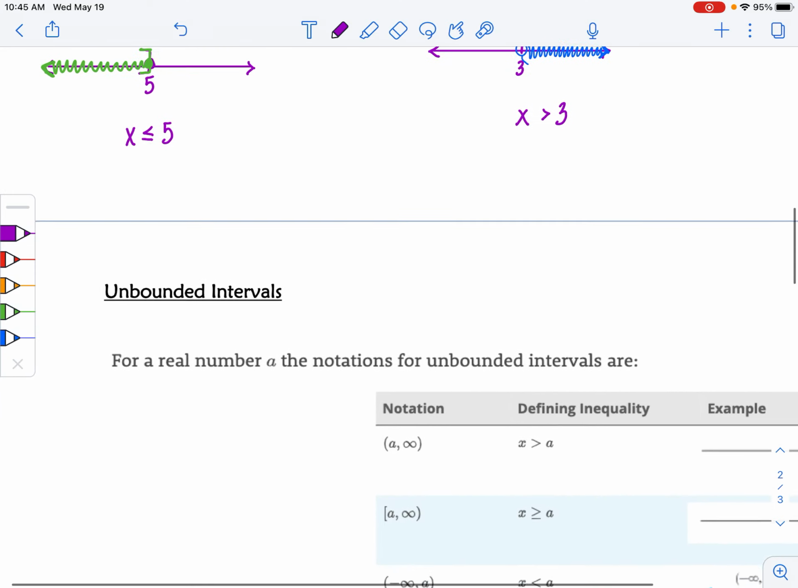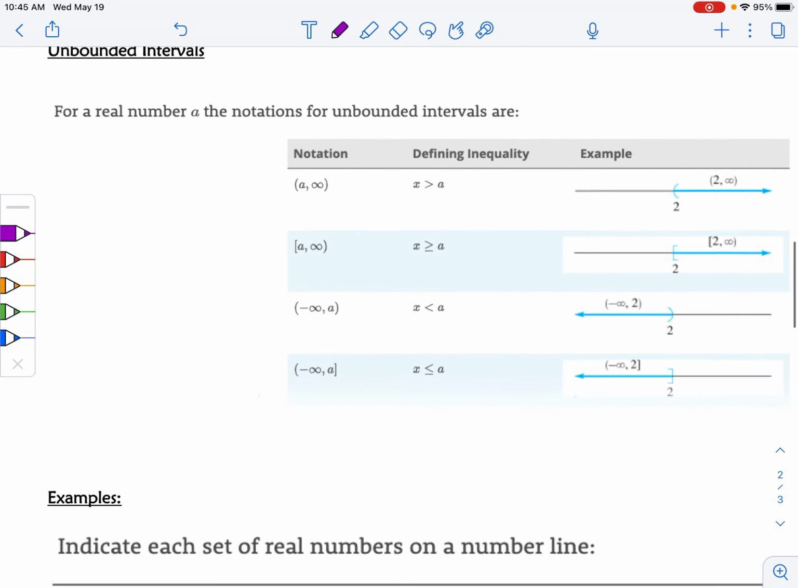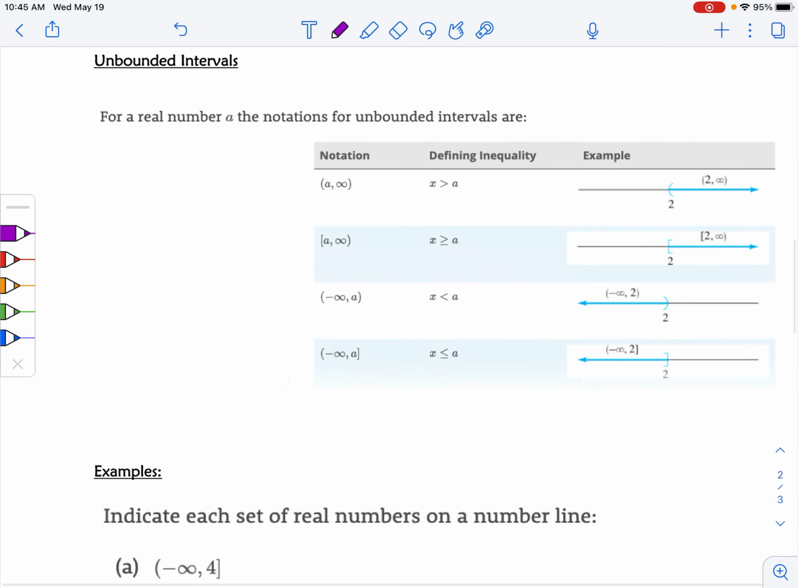Now, these have a special name, those two that we just did. They're called unbounded intervals. So here they are in a basic way to look at it. Anything with infinity or negative infinity means it's unbounded. It will go on forever if you wanted to graph it all that way. Here are some examples, again looking at the parenthesis versus bracket and where you're shading. Let's just do 2 more.